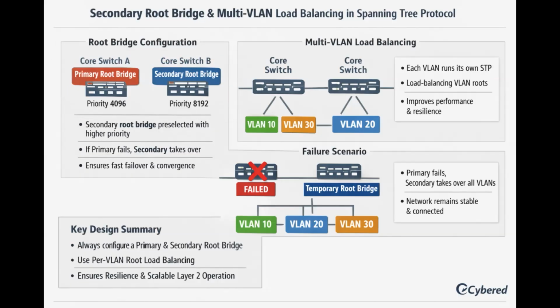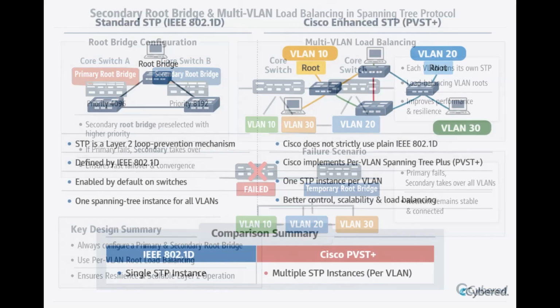In networks with multiple VLANs, each VLAN has its own root bridge. Rather than using a single switch as the root for all VLANs, best practice is to load balance VLANs across multiple core switches. This distributes processing load and improves fault tolerance. If one core switch fails, the remaining switch temporarily becomes the root bridge for all VLANs, ensuring continued network operation.